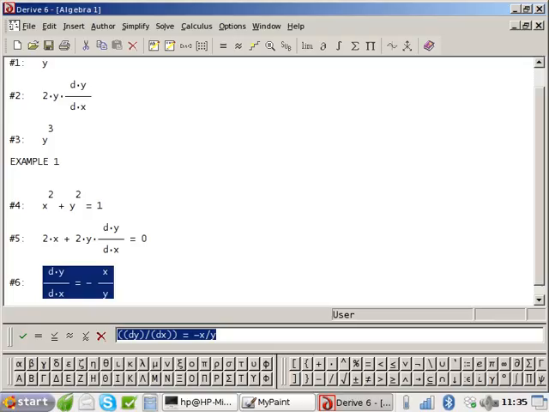So I could say, what's dy dx at 1, 1? So you put in 1, 1. What answer would you get here? Oh, hang on. Yeah, 1, 1. You would get minus 1, as an example.